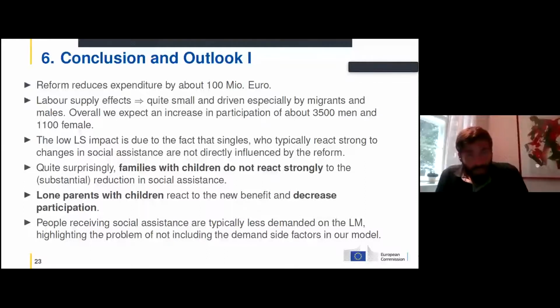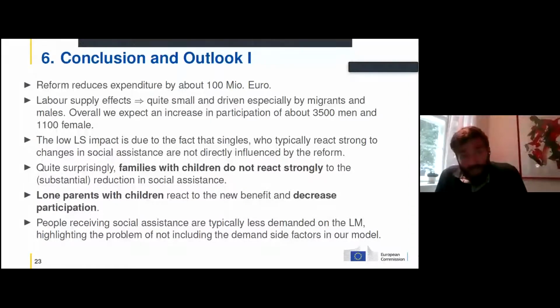I didn't show you this in detail, but in fact, singles are not hit by the reform, except for migrant singles that have low literacy skills. And those singles are typically the biggest group of social assistance recipients in Austria, and they were not hit by the reform at all. So this might be a reason why the impact is very small.